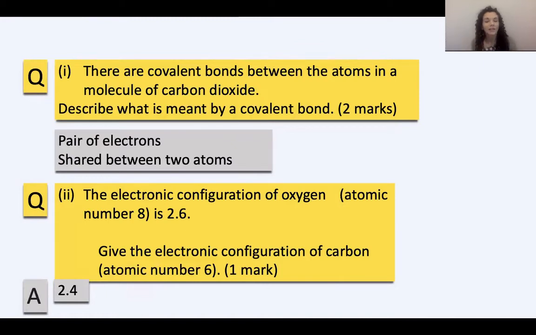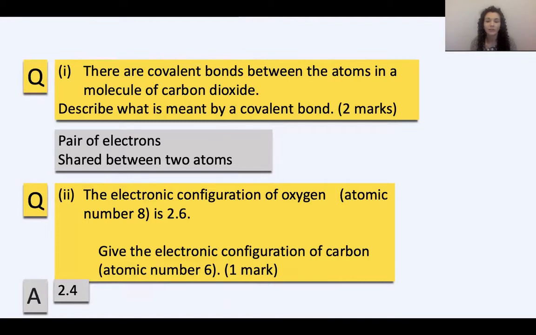Okay. The next one is about electronic configurations. So the electronic configuration of oxygen. Now, oxygen has an atomic number of 8. Remember, that's the number of protons in the nucleus, isn't it? So because it has an atomic number of 8, it also has 8 electrons. And there will be 2 electrons in that first shell and 6 in the next shell. So that's why it has an electronic configuration of 2, 6.